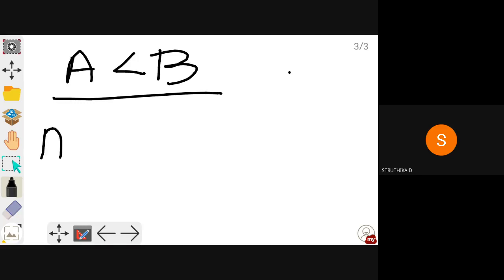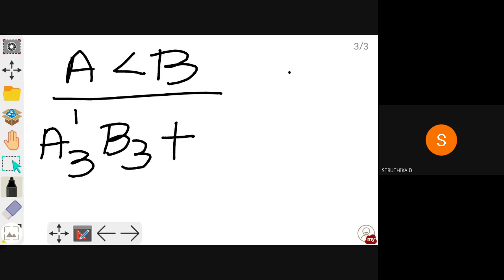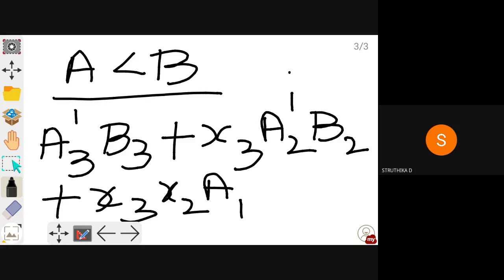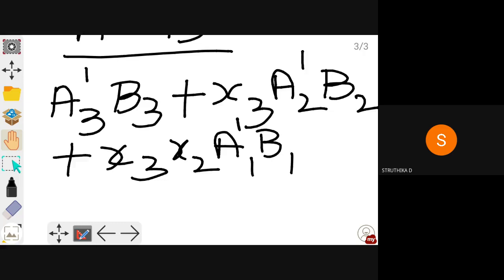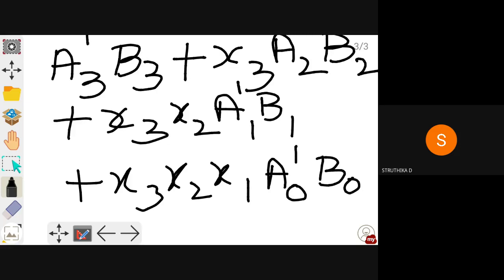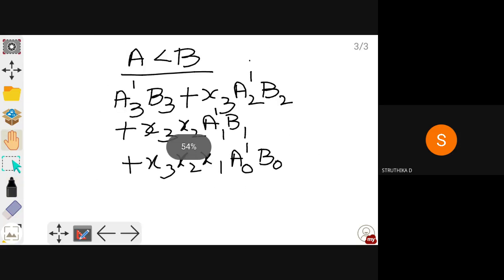So that is a3 should be 0 and b3 is 1, or your a3 bit is equal, that is x3, means then you have to check a2 dash b2, or x3 x2 a1 dash b1, or x3 x2 x1 a0 dash and b0. This is the condition for a less than b. Is it clear? Yes, ma'am.